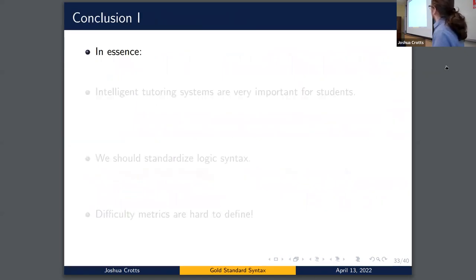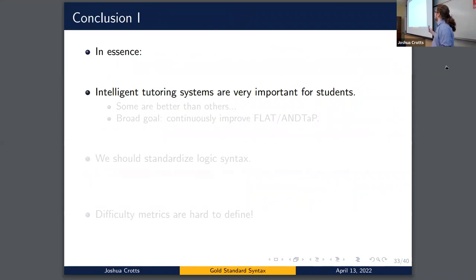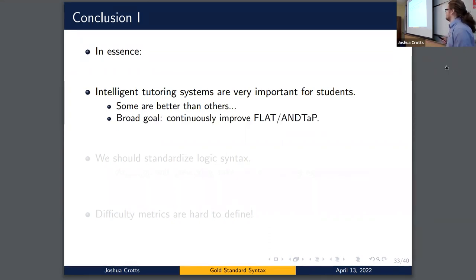So in essence, intelligent tutoring systems are, as the slide says, very important. As we saw, some have their pros, some have their cons. It just depends on where you look. But as a broad goal, we really want to make FLAT and ANTAP better because, like I said, right now they're very nice, and FLAT is more powerful than ANTAP in the sense that it has more features. We would like to fully convert that into a web application since it's easier to use like that.